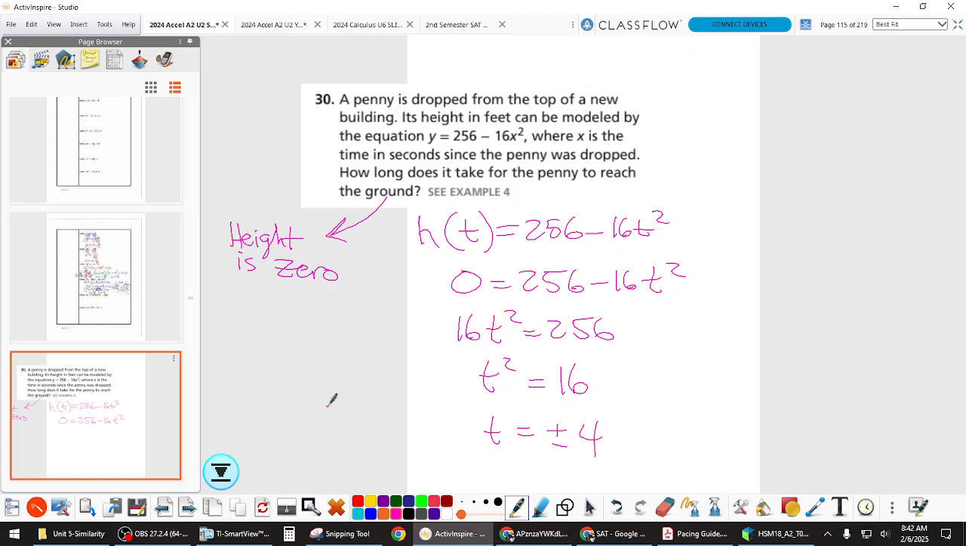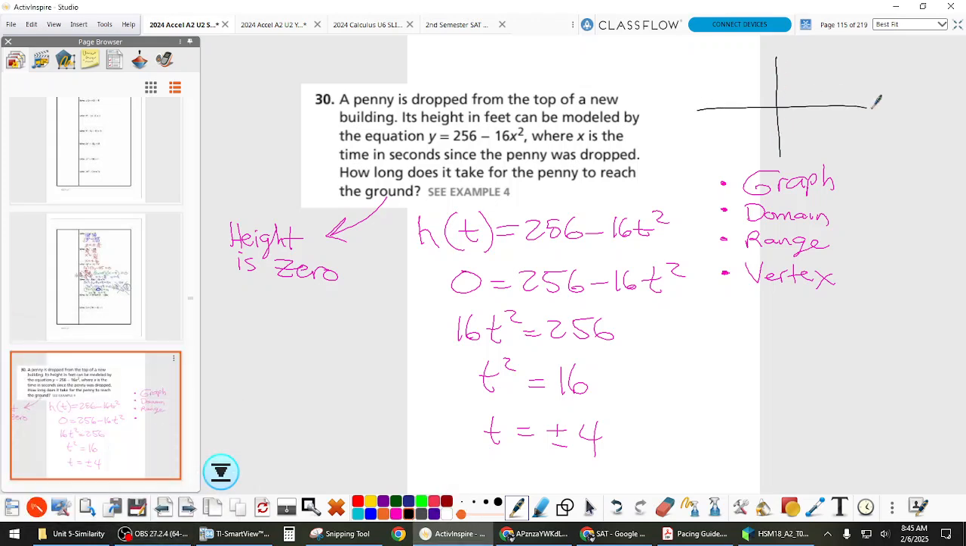Why don't you graph this, please? This graph starts where? 256. But remember, in terms of the math, it's got that other arm of the parabola. And that's our -4, and then 4 on the other side. What are those called? Those are called zeros, right? Those are zero height. Why would the math tell us that there's 0 height 4 seconds ago?